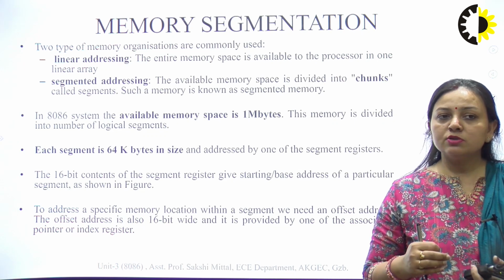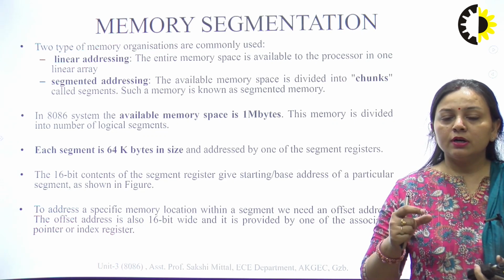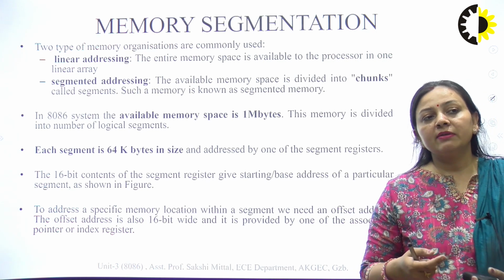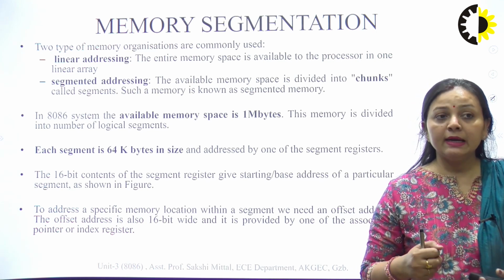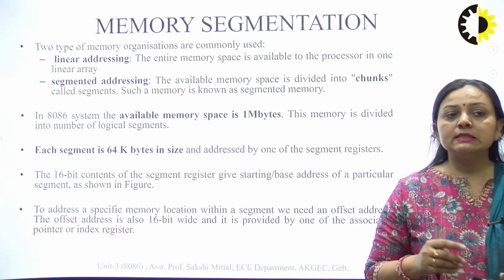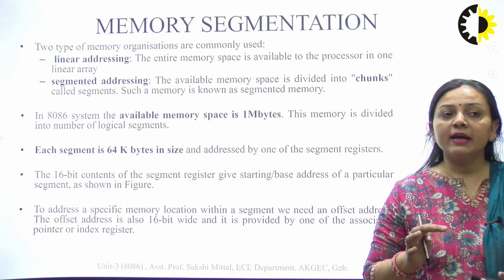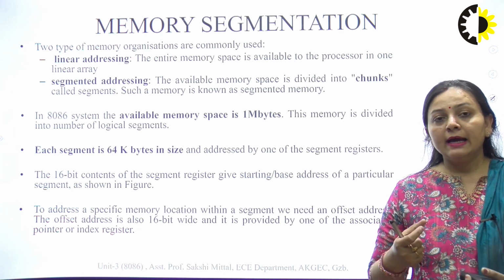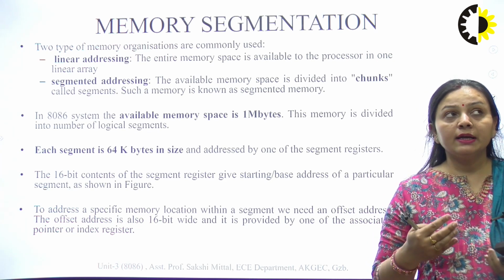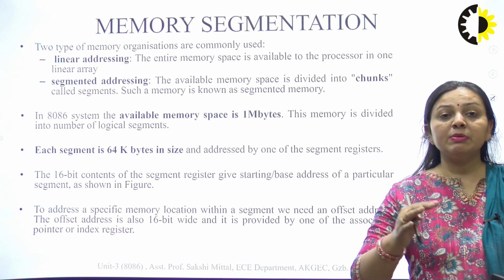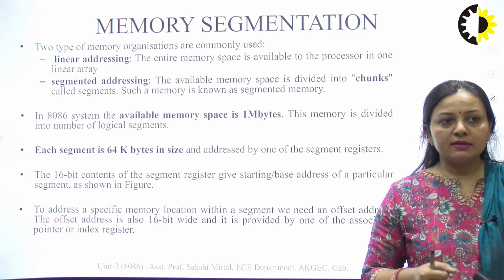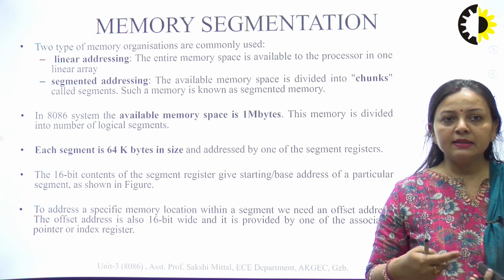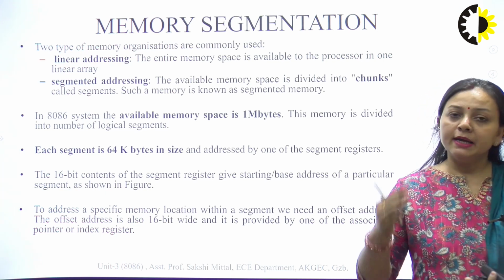We have a size of 1 megabyte. To access 1 MB memory, you need a 20-bit address. To store a 20-bit address, you need a 20-bit register. But 8086 has 14 16-bit registers. You do not have any register which has a storage of 20 bits. So how can I access my 1 MB memory with the help of a 16-bit address? To address that problem, we have divided our memory into logical segments.